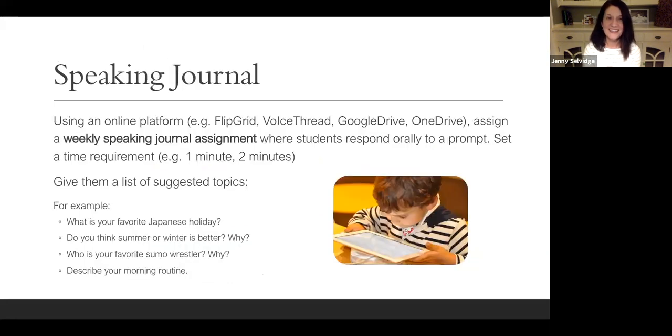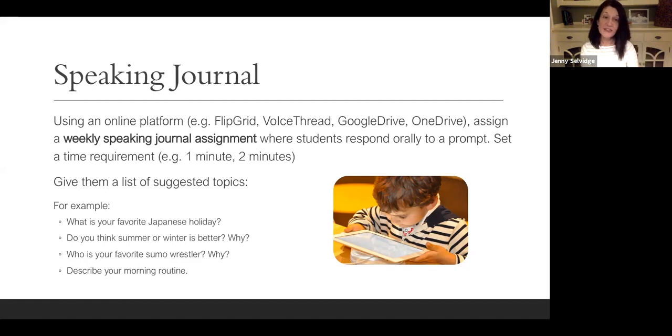Okay, next, we have the speaking journal. So you may be familiar or you may use written journals in your teaching. This is an alternative to that with speaking. So you need to find an online platform that works for you and works for your school. Flipgrid or VoiceThread, Google Drive, OneDrive, whatever it is. Assign a weekly speaking journal assignment where students respond orally to a prompt. Set a time requirement, whatever it is that you want.